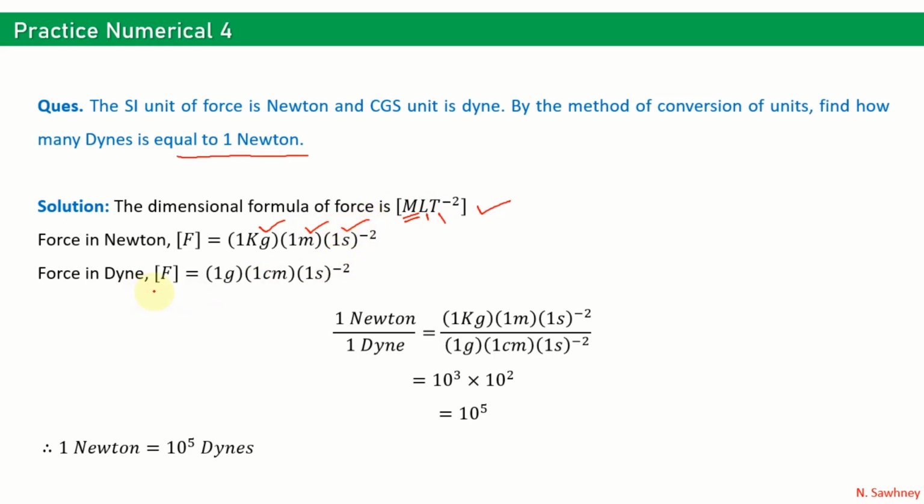And when we are writing in terms of dyne, the force can be expressed as 1 gram into 1 centimeter into 1 second raised to the power minus 2. Now dividing the above two equations, we have obtained this equation. If we simplify it, we have obtained 10 raised to the power 5. That is, 1 Newton is equal to 10 raised to the power 5 dynes. That means by the method of conversion of units, we have converted 1 Newton in terms of dynes.